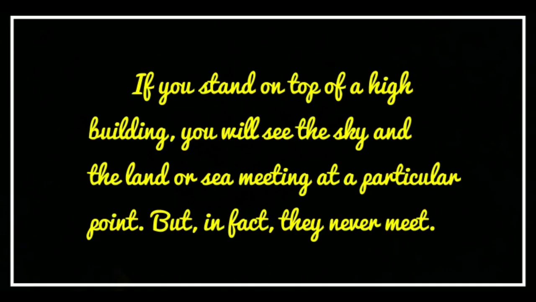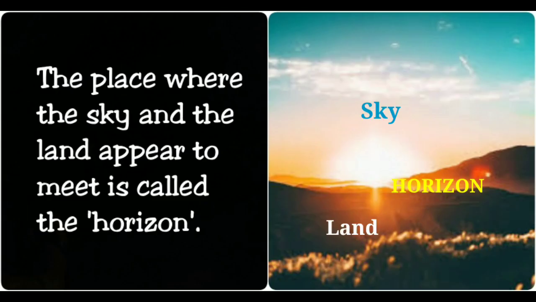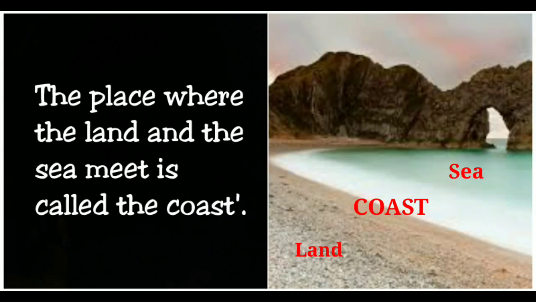If you stand on top of a high building, you will see the sky and the land or sea meeting at a particular point, but in fact, they never meet. The place where the sky and the land appear to meet is called the horizon, and the place where the land and the sea meet is called the coast.